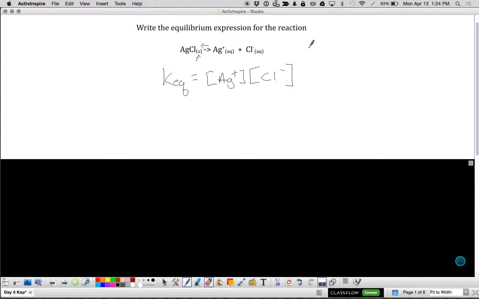Which means that we're assuming that this solution is either saturated, supersaturated, or unsaturated. So why don't you pause and think about which one I'm talking about here. I am, of course, talking about this being a saturated solution. Brilliant.